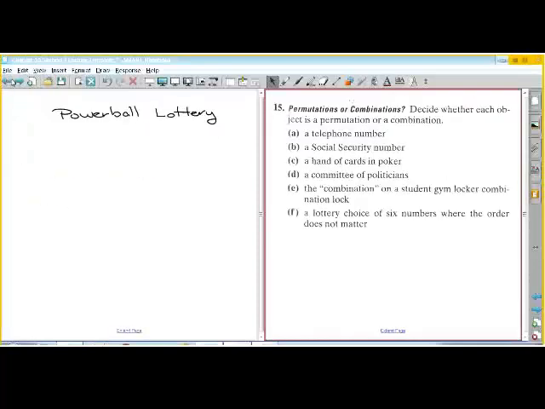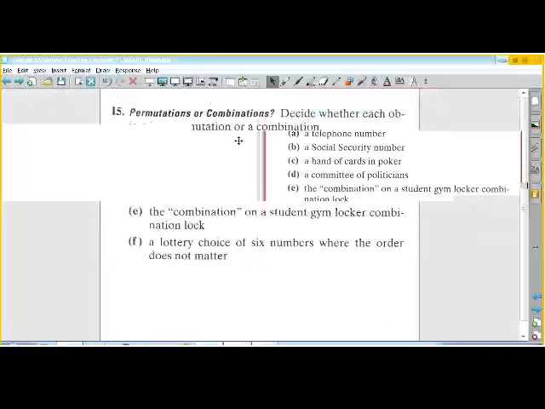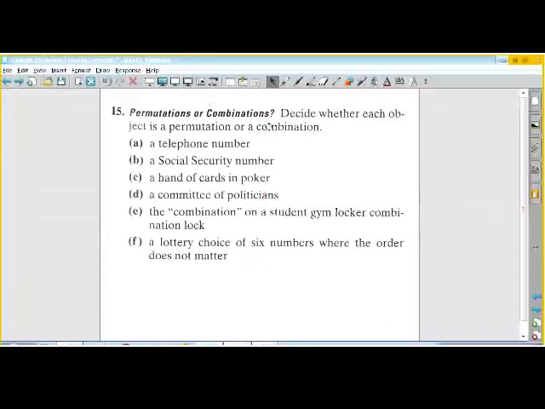Okay, let's go back and look at some examples. Well, first thing we'll do is look at this problem. So the question is, determine whether these would be combinations or permutations. The question you ask is, does the order of the elements, the numbers, make a difference in terms of the result? So your telephone number, is the order of the numbers important?